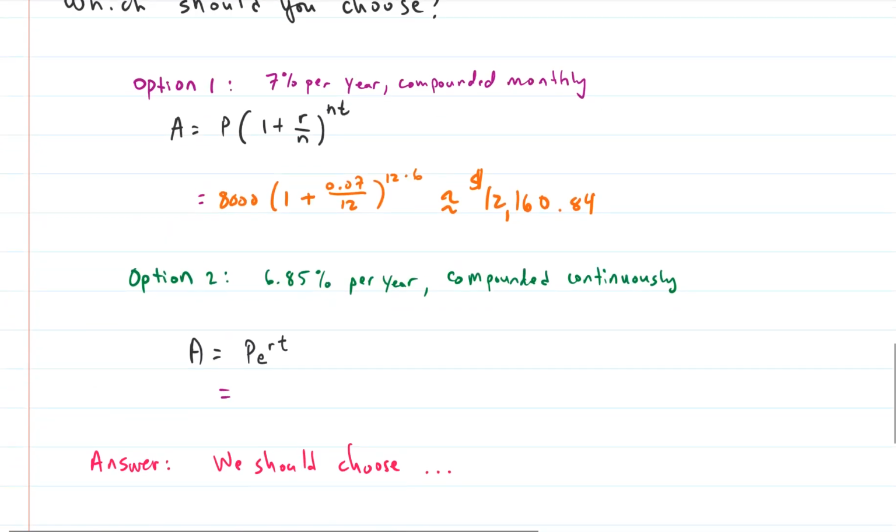Option 2, 6.85% per year, compounded continuously. So lower percent, but we have more periods of compounding. So let's see if this works for us. All right, we're using P, which again is 8,000. And we have e, which is the exponential function, and r, 0.0685 times what time? Time is 6 years. Let's see what that is.